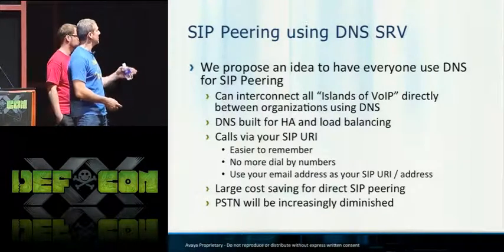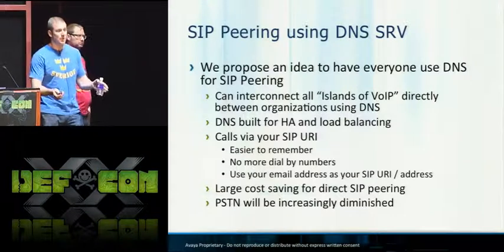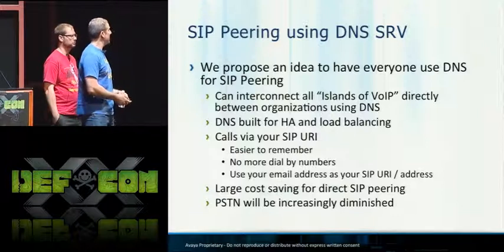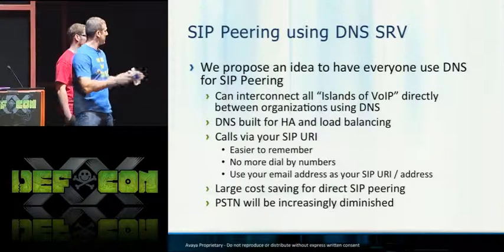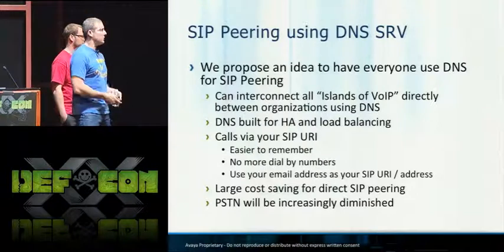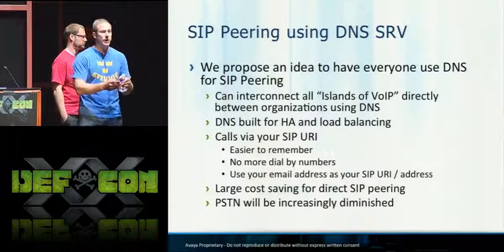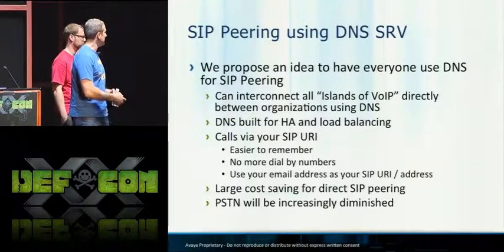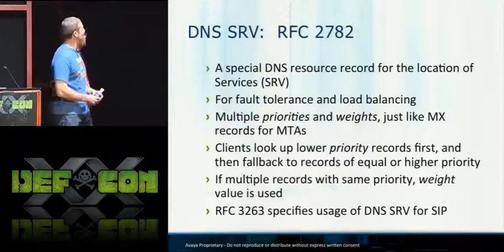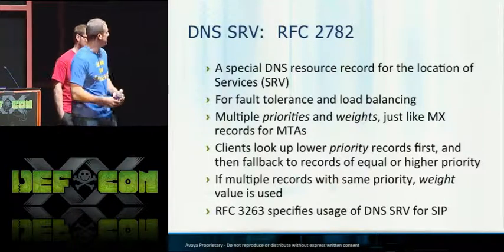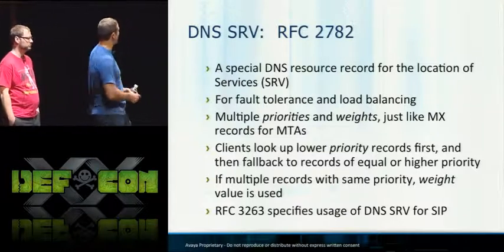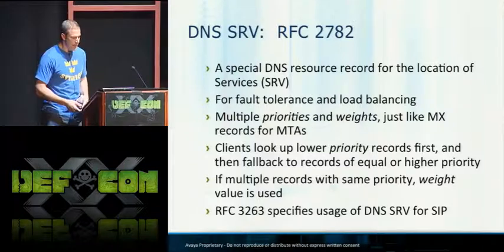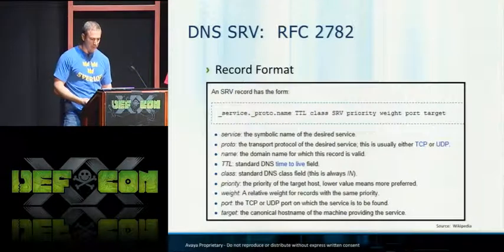So we can call via your SIP URI, call via your email address. So not calling by your number, no more dialing by number, and it's easier to remember, and it matches your email address and your SIP URI. There's a large cost savings of direct SIP peering using this method and not having to pay your PSTN carrier. And then the PSTN will be increasingly diminished. The special DNS SRV records, RFC 2782 and RFC 3263, specify this usage for SIP. SRV service location is already built for fault tolerance and load balancing.